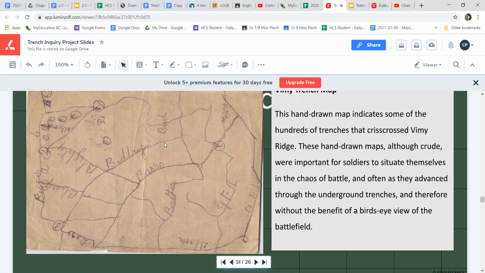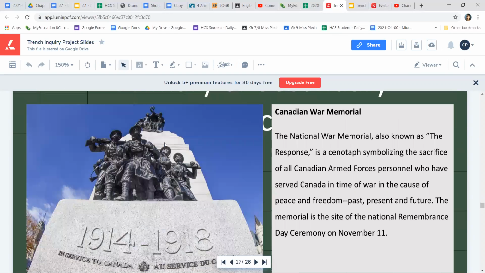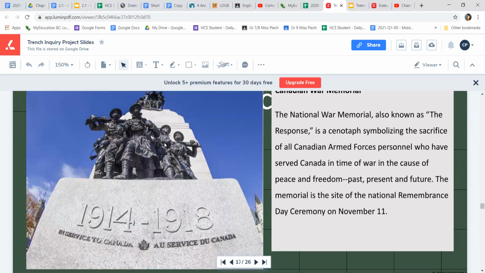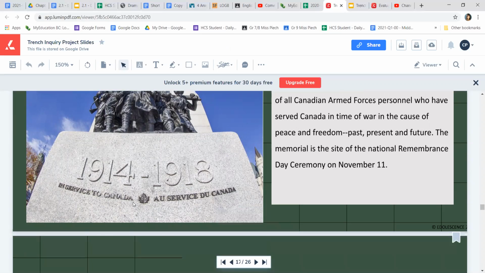And hopefully you said it was a primary source because this was created during the time that everything was happening there. And then this one is a Canadian War Memorial. It's the National War Memorial known as the Response. And so that symbolizes the sacrifice of all the Canadian armed forces that served in that time of the war. This one, would this be primary or secondary?